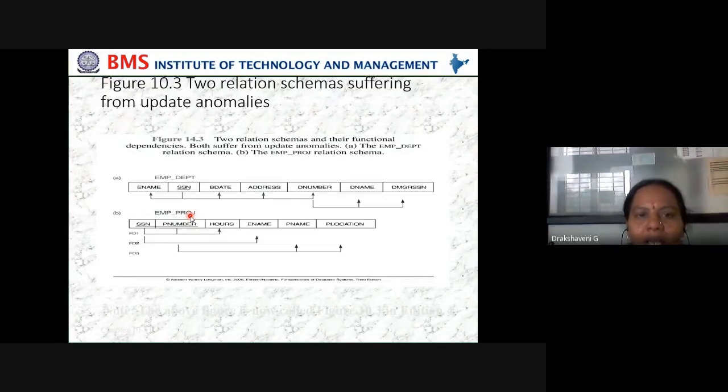So let us take two relation schemas and their functional dependencies. Both suffer from update anomalies, that is, employee department and employee project. So what is this employee department relation schema? Employee department: E name, SSN, birth date, address, D number, D name, and department manager social security number. So that's how the employee and the department are linked. In the same way, employee and project.